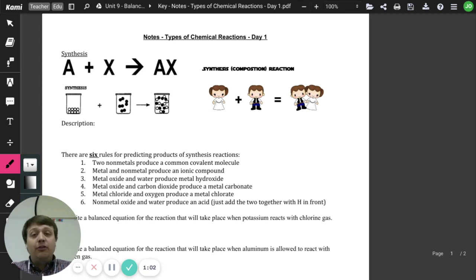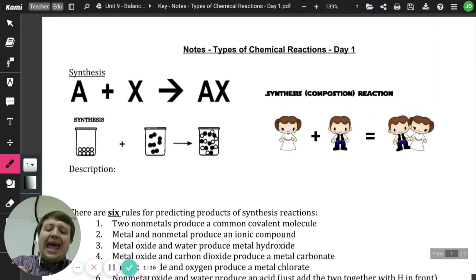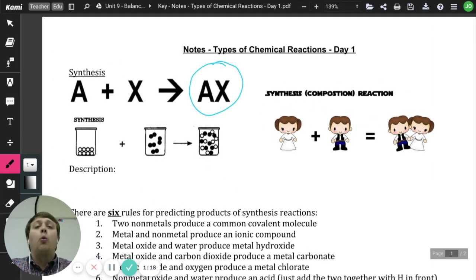Now, these can be elements or compounds when we're creating with our reactants, but the products will always end up being one compound. That's a big defining characteristic: for your product, you're only ever going to see one product. Keep that in mind. If it ever says that you created one product, then you immediately know that it is a synthesis reaction.